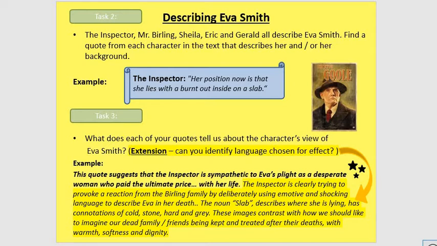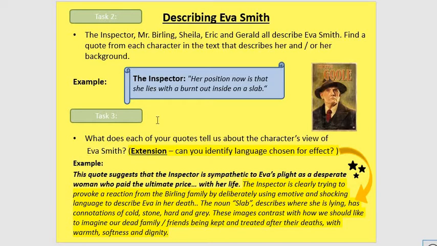Now after you've done that, I then want you to do task 3, which is: what does each of your quotes tell us about the character's view of Eva Smith? So the quote that I chose from the Inspector, does that show that he has sympathy for her? Does it show that he admired her maybe? Does he look at her favourably? I've given you an example of an answer based on that quote in the blue scroll. My example answer would be: this quote suggests that the Inspector is sympathetic to Eva's plight as a desperate woman who paid the ultimate price with her life.